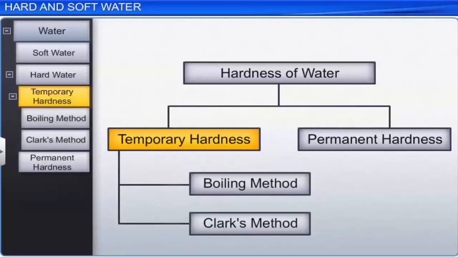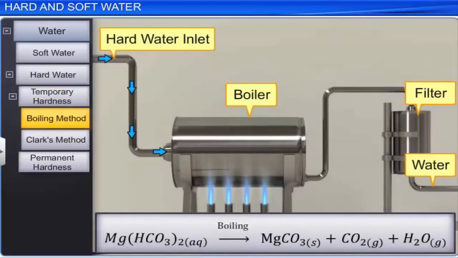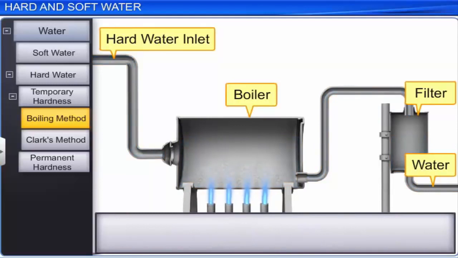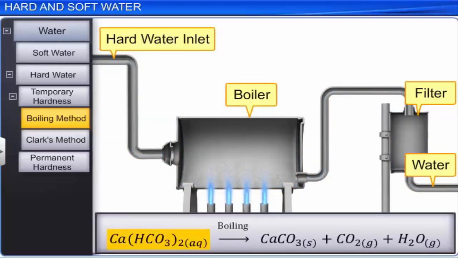Hard water is taken in a large boiler. During boiling, the soluble magnesium hydrogen carbonate is converted into insoluble magnesium carbonate, while calcium hydrogen carbonate changes to insoluble calcium carbonate. The precipitates of magnesium carbonate and calcium carbonate are removed by filtration, leaving soft water as the filtrate.